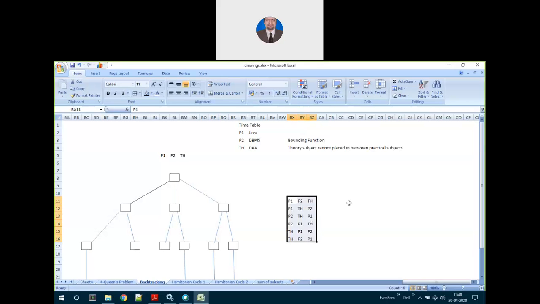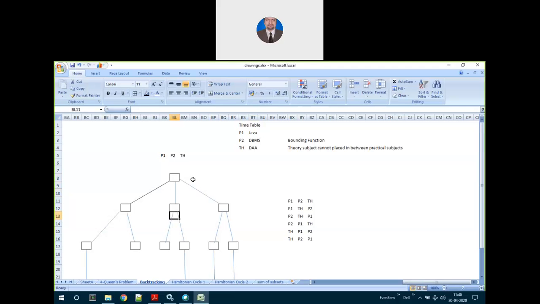But the bounding function specifies that we cannot have a theory subject in between the practical subjects. If we have TH between the two practical subjects, the two highlighted ones are not valid solutions. This is how in general we can say it, but how can we find the solution using the backtracking concept? That we are going to understand by drawing the state space tree.